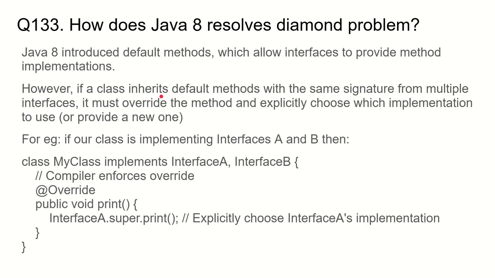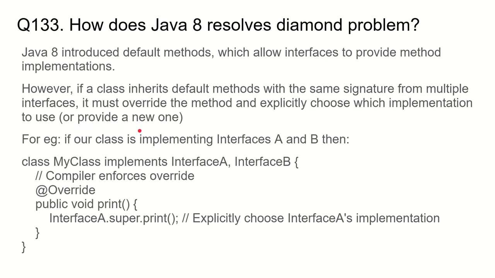The next and important question that can be asked is how does Java 8 resolve the diamond problem? So we already know what the diamond problem is. So how does Java 8 resolve it? Java 8 introduced default methods which allow interfaces to provide method implementations. However, if a class inherits default methods with the same signature from multiple interfaces, it must override the method and explicitly choose which implementation to use or provide a new one.